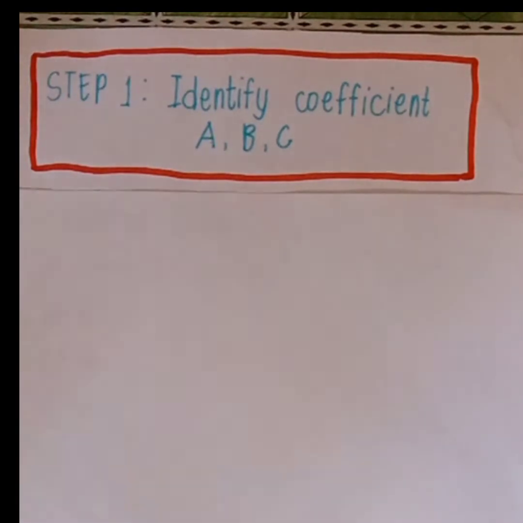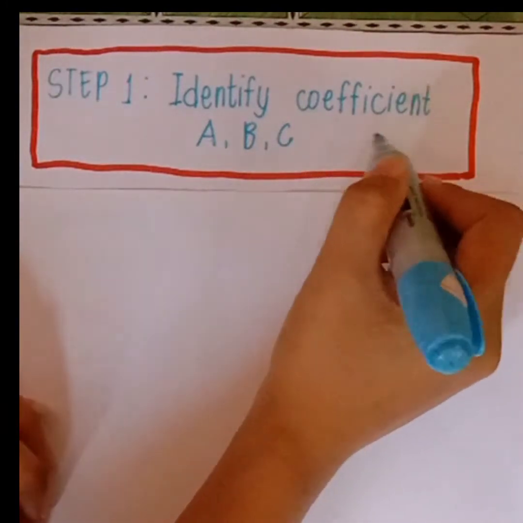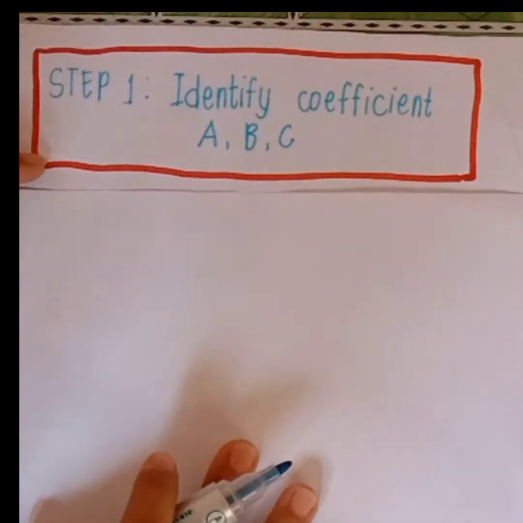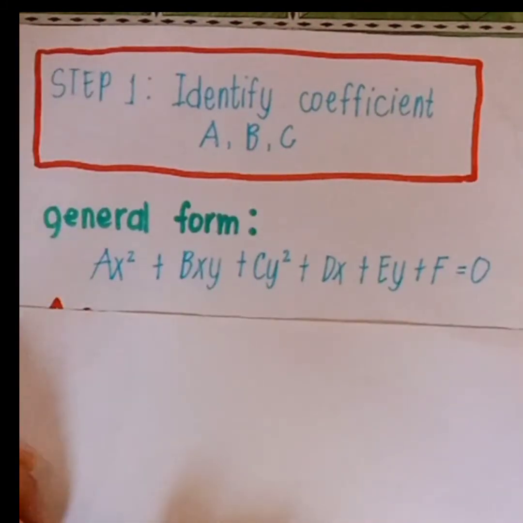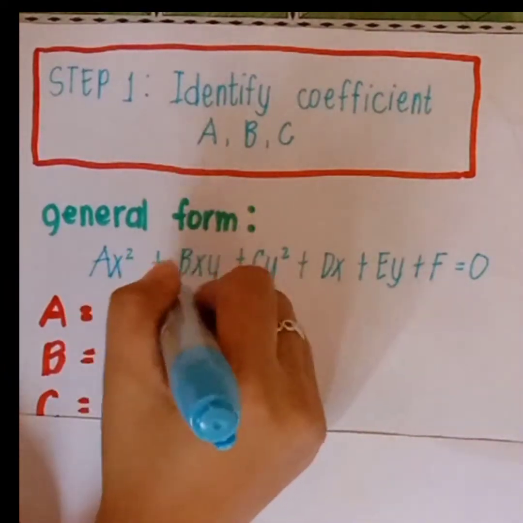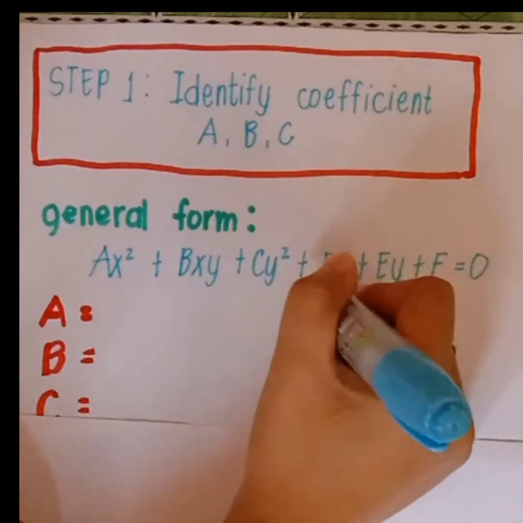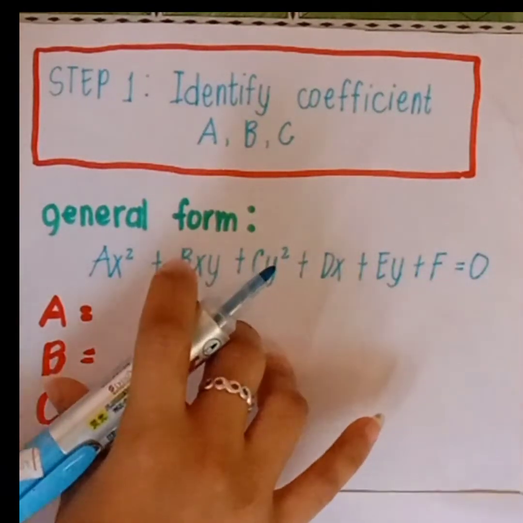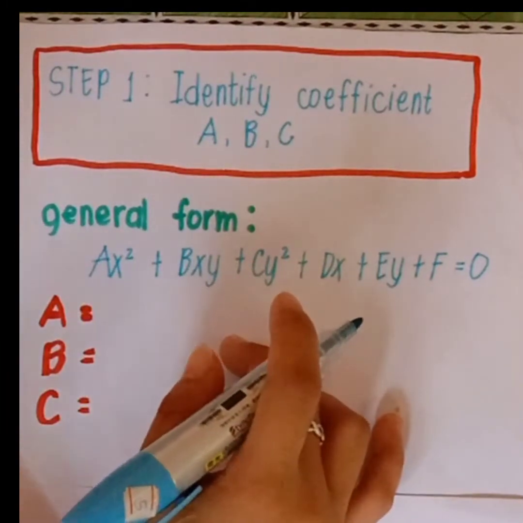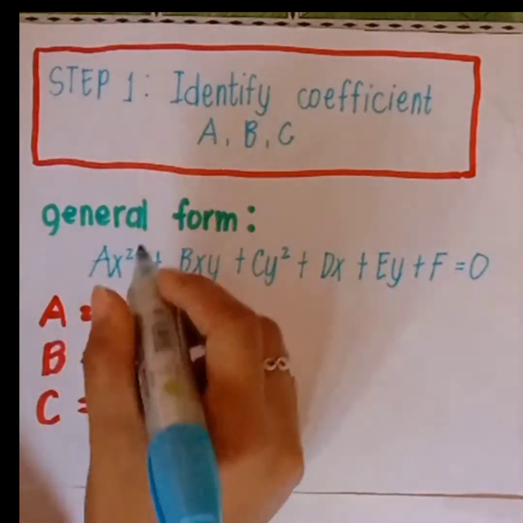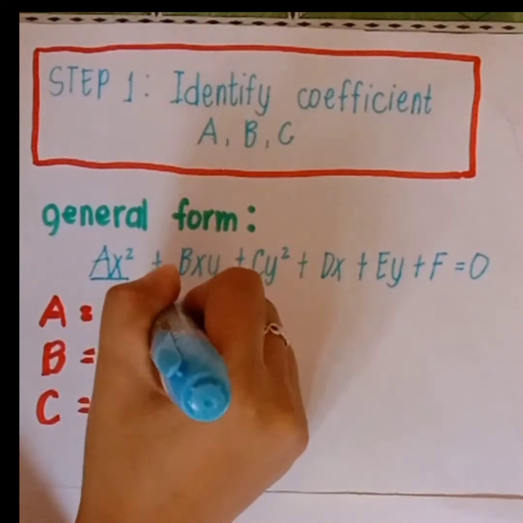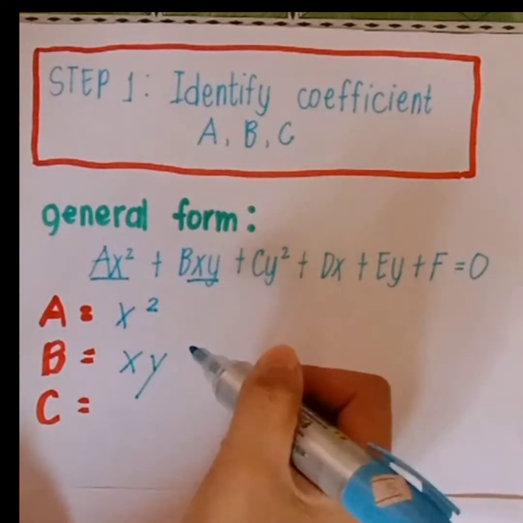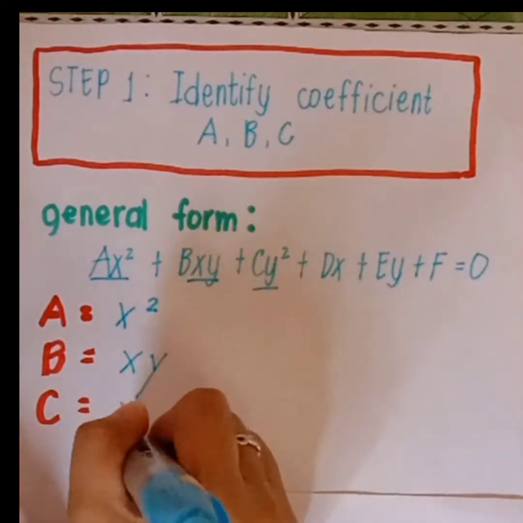So our first step is to identify coefficients A, B, and C. In general form, the equation is Ax squared plus Bxy plus Cy squared plus Dx plus Ey plus F equals 0. It can be used in determining the conic section. Our coefficient A contains x squared, our coefficient B contains xy, and our coefficient C contains y squared.